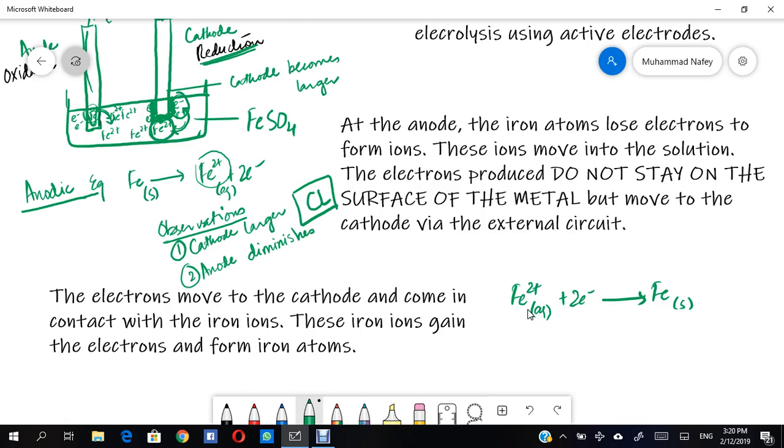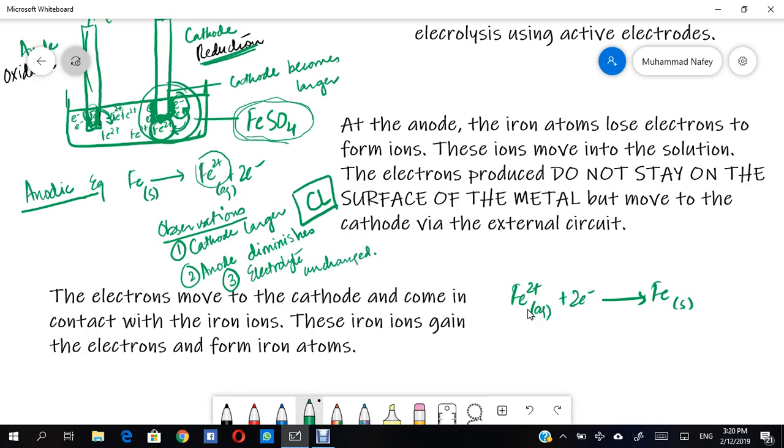In other words, you can say that the iron atoms that were lost at the anode are actually gained at the cathode. Therefore, there is no change in the electrolyte. So we know that FeSO4 is basically a green colored solution. So the third observation would be that the color of the solution and the concentration of the solution remain unchanged. Electrolyte unchanged.